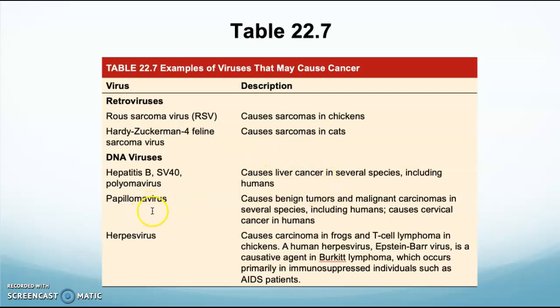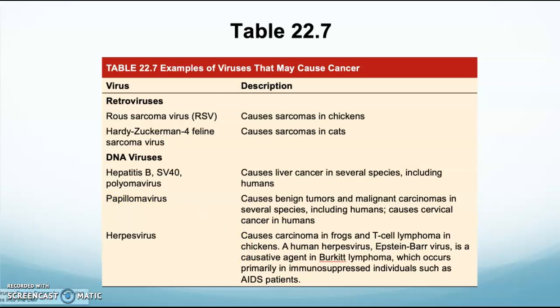We also have papillomavirus. The human papillomavirus is one that we know can cause cervical cancer in humans. And then the herpes virus. These ones can cause carcinoma in frogs and in chickens. The human herpes virus and Epstein-Barr virus can cause Burkitt lymphoma and occurs often in immunosuppressed individuals. So we do know that many of these viruses actually cause cancer and can make those oncogenes turn on.